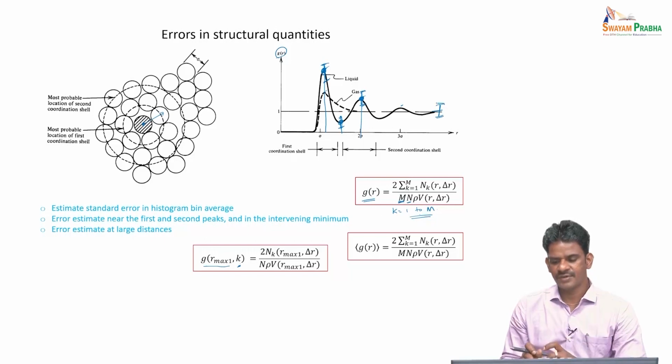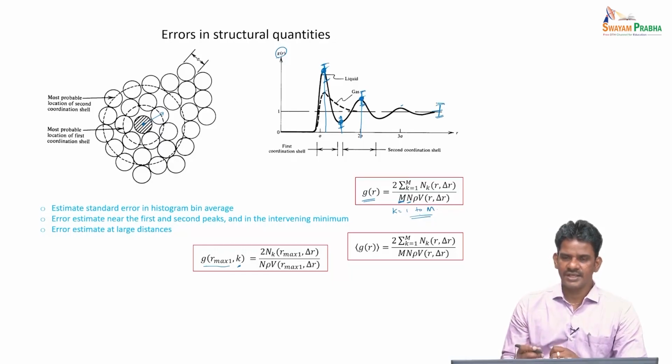But if you look at research publications, you generally don't see error estimates being reported for structural quantities like g of r, because generally what they do is look for the smoothness of this curve. If the g of r is not very smooth, they basically do longer simulations, average over many more time points, so that it gets smoothed out. Seldom do you see an actual error estimate in these positions.